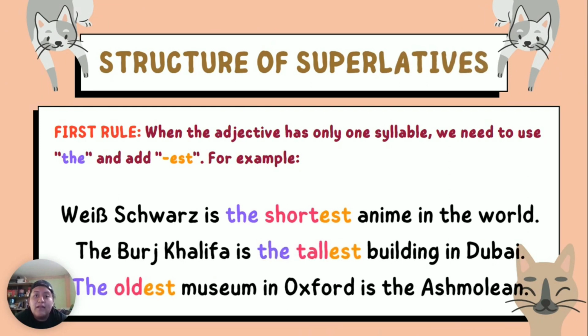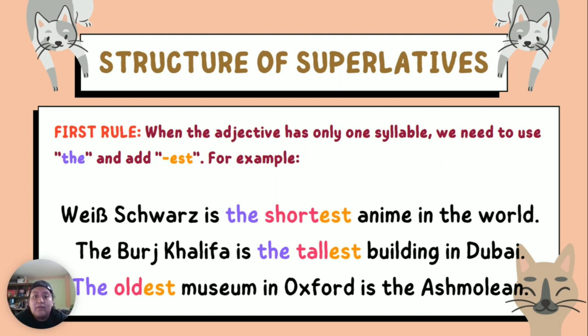Here we have the structure of superlatives. We have 4 rules again, and this is the first rule. When the adjective has only one syllable, we need to use the and add est. For example, Wave Schwartz is the shortest anime in the world. The adjective is short. We need to use the and add est, the shortest.